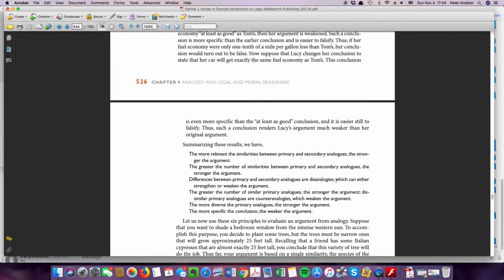Tom could be driving in such a way that he would actually be getting worse gas mileage than Lucy ever would get. And so that difference actually strengthens their argument.